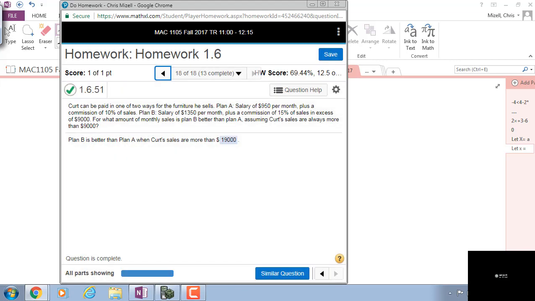Okay, so maybe a little bit of a challenge right here toward the end of section 1.6, but if you've not already done those MyMathLab problems, hopefully this will help when you get to those.